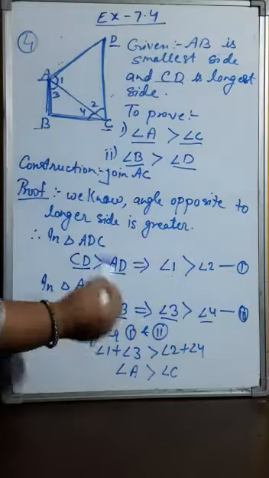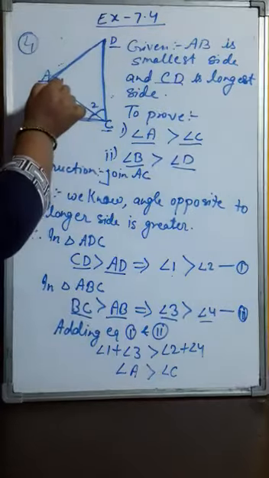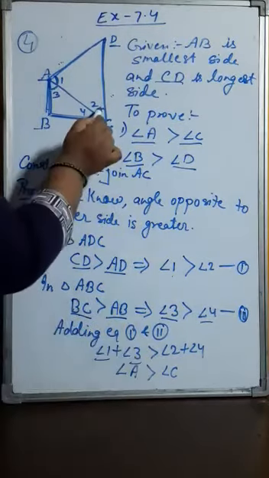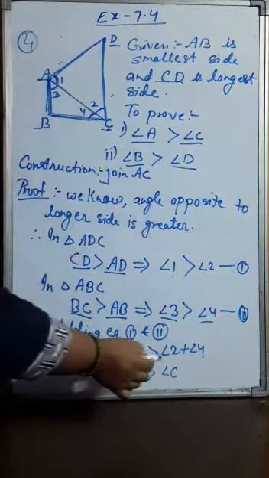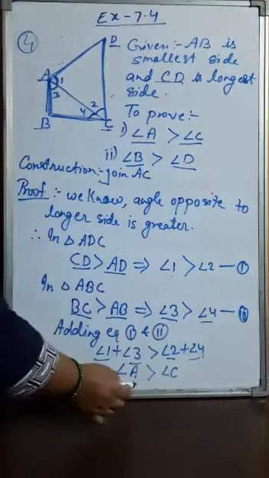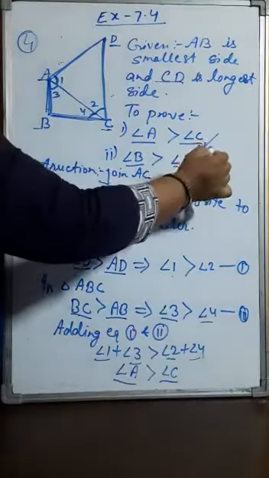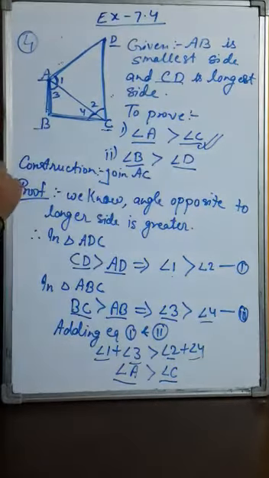Now adding equations 1 and 2, angle 1 plus angle 3 will be greater than angle 2 plus angle 4. So angle 1 plus 3 is angle A and 2 plus 4 is angle C. So the first part of the question is proved.